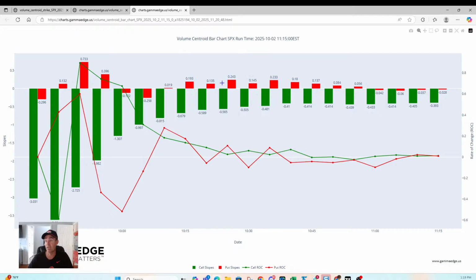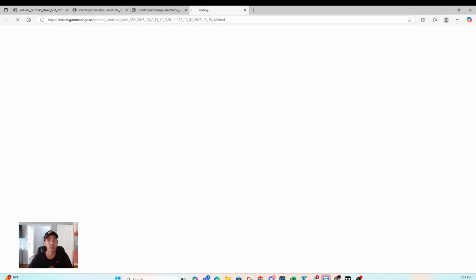This is obviously to the downside, and then it crosses over, and then your call centroid is here. And then this will start to level out to the zero point, and then it will actually start to flatten out and go back positive, obviously indicating that the call speculation, or sorry, the put speculation to the downside is starting to dry up.